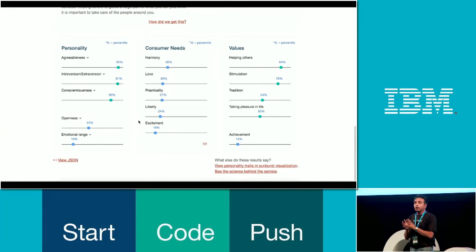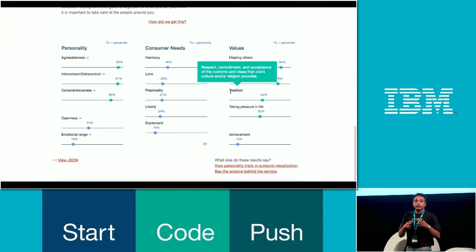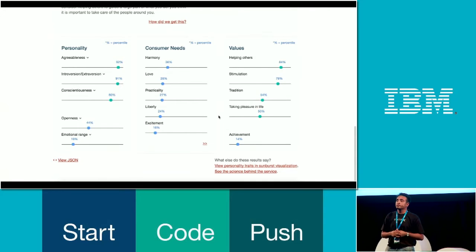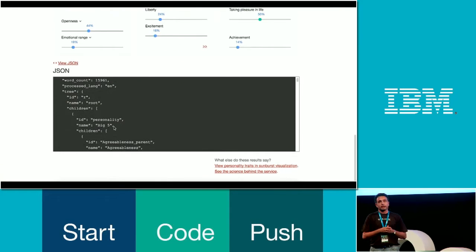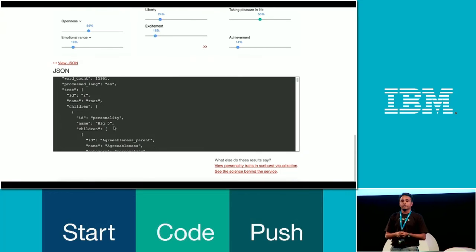Apart from that, I also get, given a product, what are the most interesting features or perspectives that person might get interested in, in terms of needs. And finally, I also get the different values that the person gives most importance to, like being traditional, and so on. And all this information is available in the form of JSON so that we can make use of it in our applications.